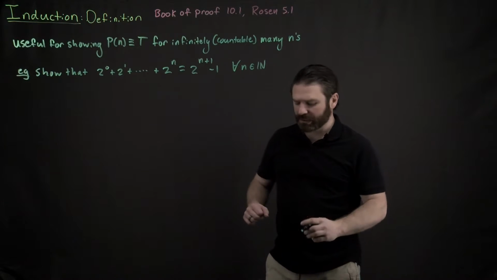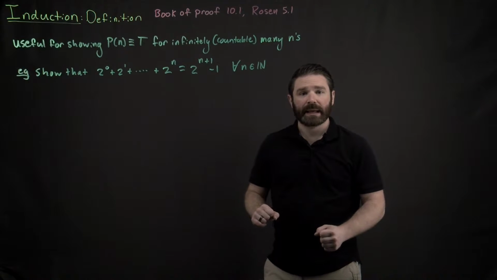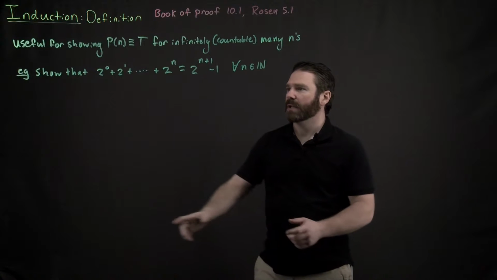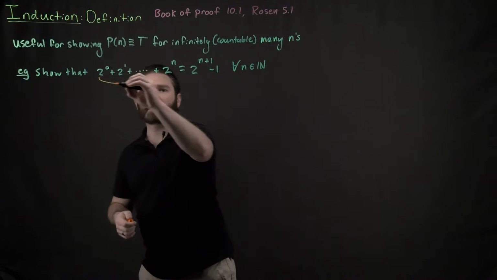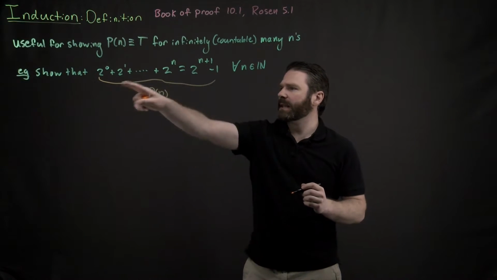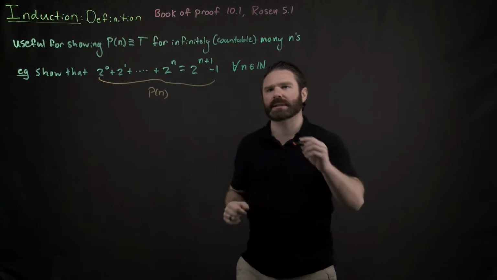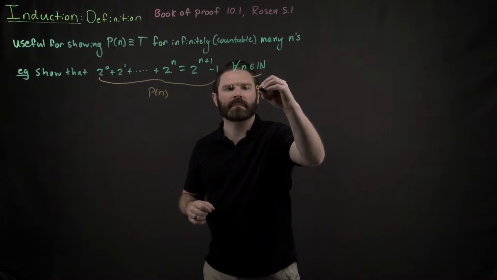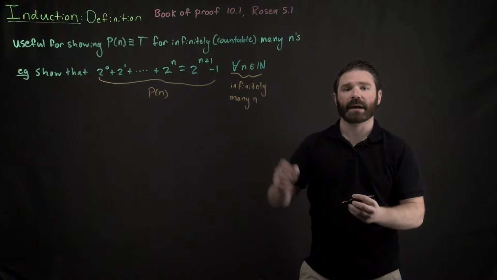So this example asks us to show that 2 to the 0 plus 2 to the first all the way up to 2 to the n is the same as 2 to the n plus 1 minus 1. So you notice this part right here, that is our propositional function. That's our p of n. And this example is asking us to show that this is true for all n right here. So this is our infinitely many n that we have.